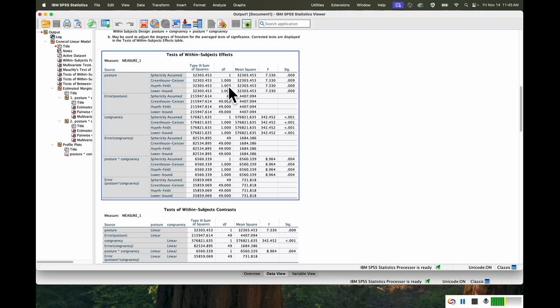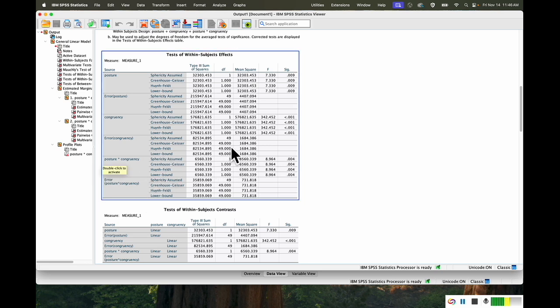So we have our within subjects effects. Our degree of freedom for posture is 1 because there are 2 levels, and 2 minus 1 equals 1. And we can see that there is a significant effect of posture. For congruency, again, our degree of freedom is 1, and this difference is highly, highly significant. And then we can also see that there is an interaction. So that means that posture's effect on reaction time varies depending on congruency or vice versa.